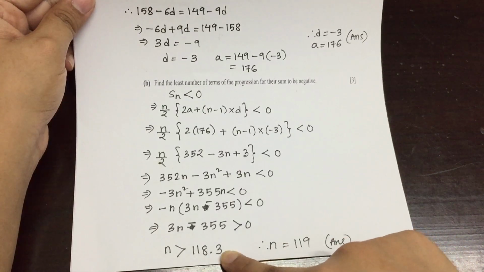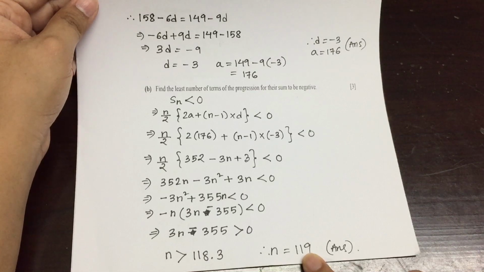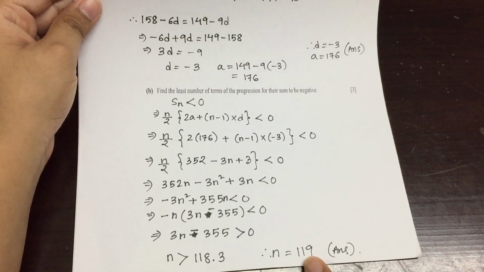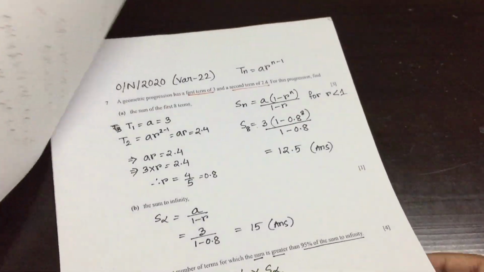You get n greater than 118.3, which is nearly 119. So this is the least number of terms. Let's move on to the second one.